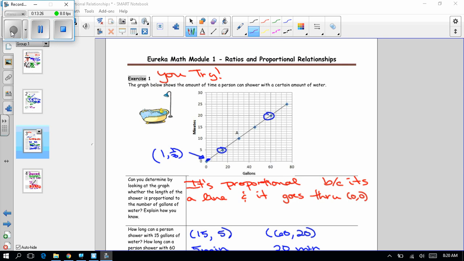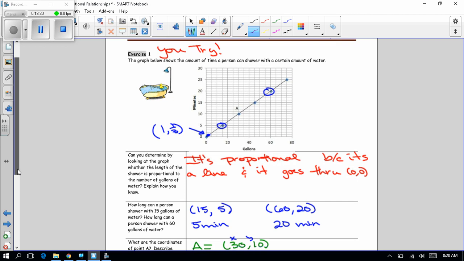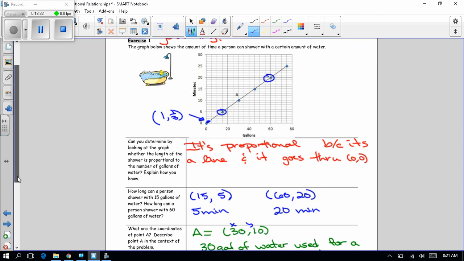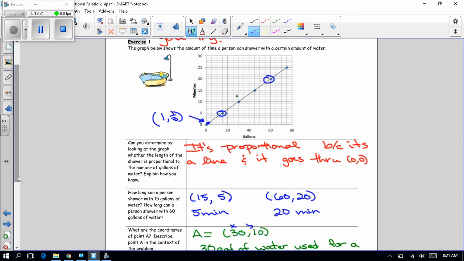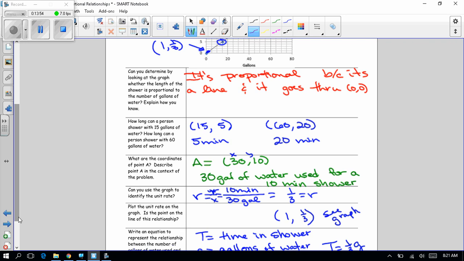Okay, so if you've taken your time and actually tried these problems without cheating, right, you will notice that this first one is proportional because it is a line and it goes through 0, 0, right? The point 15, 5, right, 15 gallons, find that on there, it takes 5 minutes of water, right? You're in the shower for 5 minutes. If you used 60 gallons of water, you had been in the shower for 20 minutes. All right, sounds like something my daughter would do.